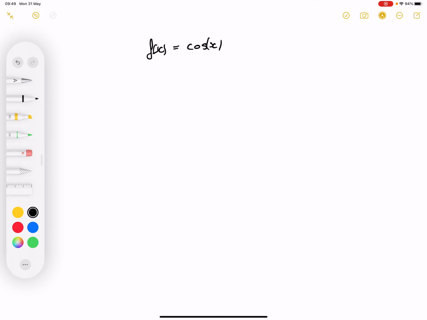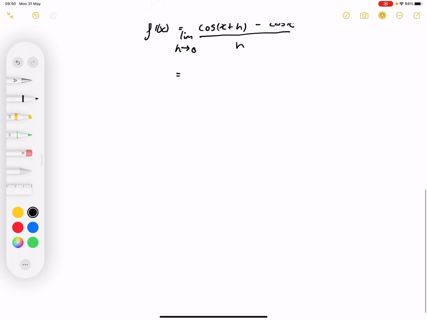So let's say that f of x this week is equal to cos x. If I can actually write that, then f dash of x will be equal to cos of x plus h, for some small h, minus cos x, over h, and this is the limit as h tends to 0. And that is equal to, I'm going to write the limit first: limit as h tends to 0.